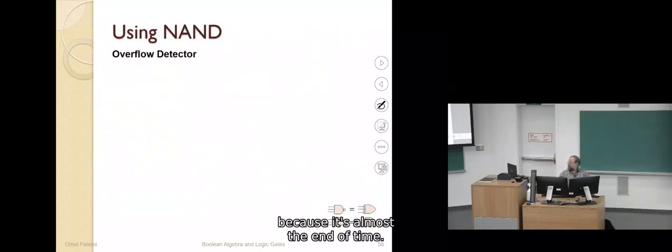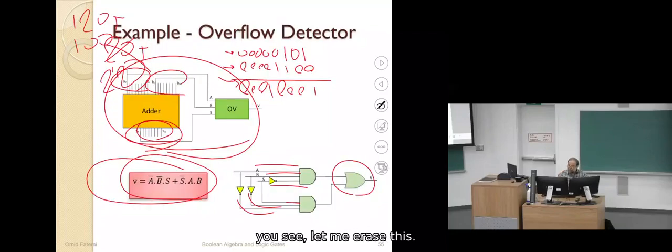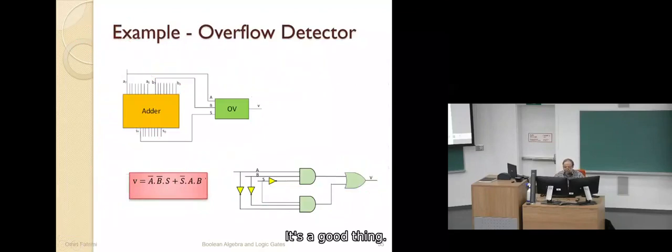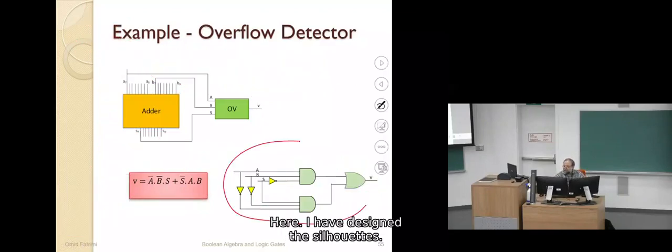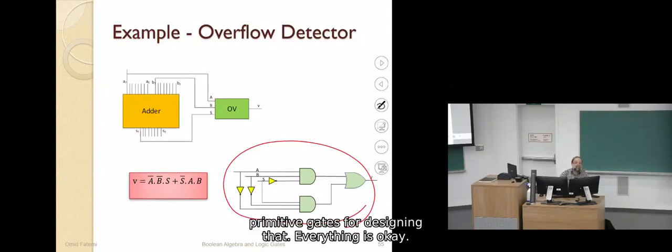Let me, because we are almost at the end of time, maybe it's good to have this, also I tell you this. Here I have designed a circuit: A naught, B naught, S plus S naught, A, B. This is using primitive gates for designing that. So everything is okay. But if you remember, I told you about NAND, which would be better for implementing.